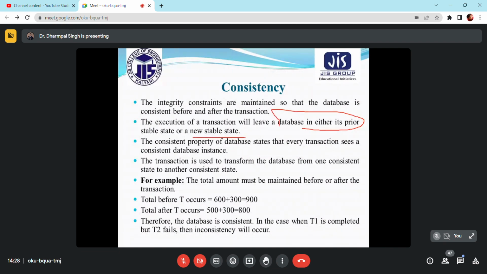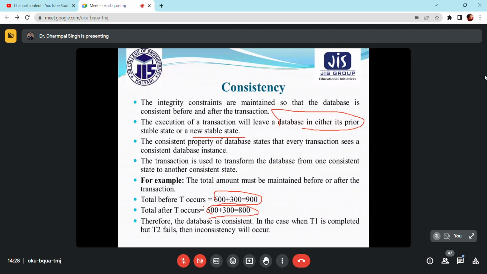If the database is correct before the execution and after the execution, it is okay, no problem. I want to add 300 to this account and my balance is showing 900, so it is okay to me. But if I want to add 300 and my balance is showing something like this, it is not possible. It will be an incorrect state.